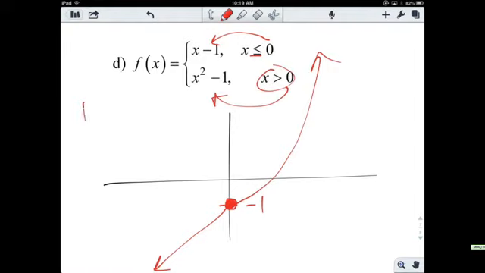What's the domain? All real numbers. What's the range? All real numbers. Any discontinuities? Jumps, holes, vertical asymptotes? No discontinuities.